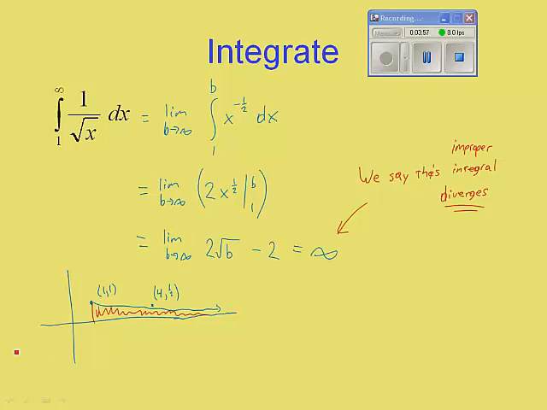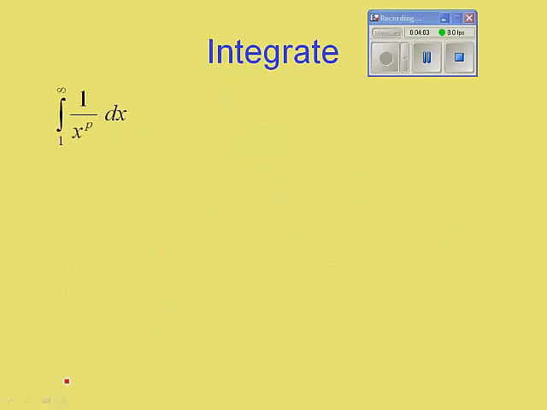Yeah? Okay. Now, if we wanted to, we could follow Clayton's question and say, look, in general, if I have some power here, P, and I integrate 1 to infinity, when does it converge and when does it diverge? But I'm down to 9 minutes, so I'm going to put that question on hold for a little while. We may come back.